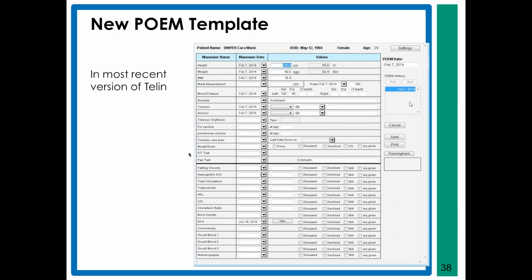Yeah, and the other one to keep your eye on too is the Framingham. Right now, in the POEM, the Framingham, if you use it while you're in the POEM, it will show you the score. However, it's not capturing it, so it's not staying attached to the POEM version that you're in. So I know Dr. Warren was speaking with Telin on making sure that capture of the Framingham stays with that version of the POEM so it can be referred back in the POEM history as well. Excellent.